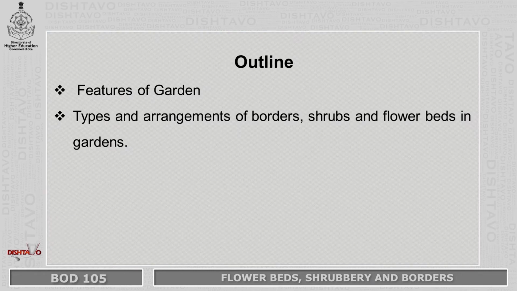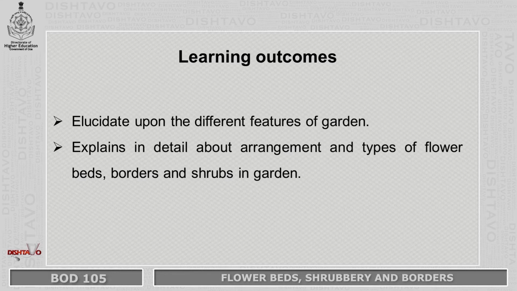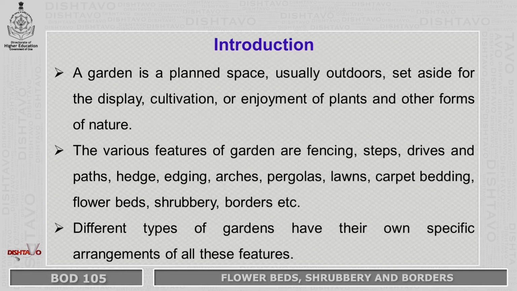Outline of my presentation is features of the garden, types and arrangement of borders, shrubs, flower beds in garden. At the end of this module, you will understand and elucidate upon the different features of garden, explain in detail about arrangement and types of flower beds, borders and shrubs in garden.